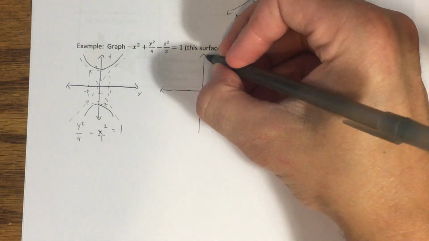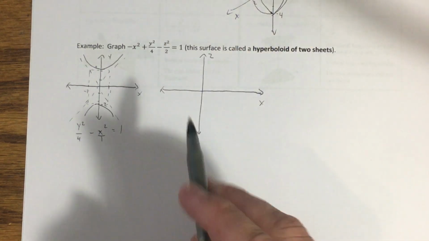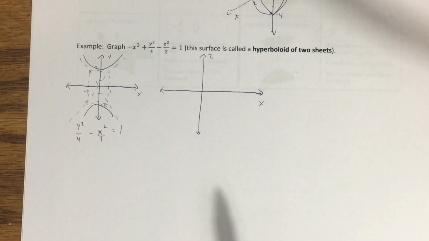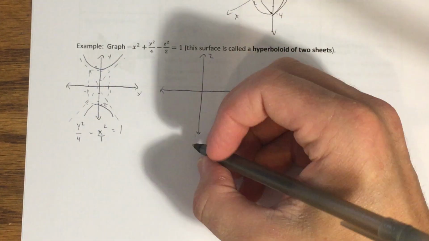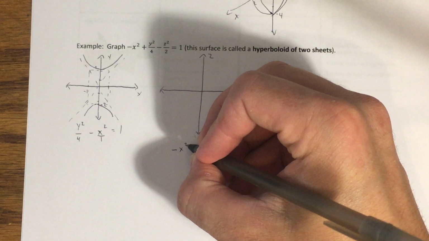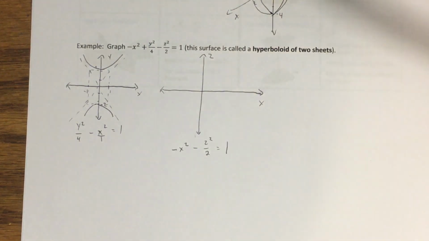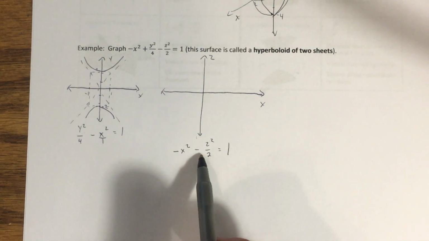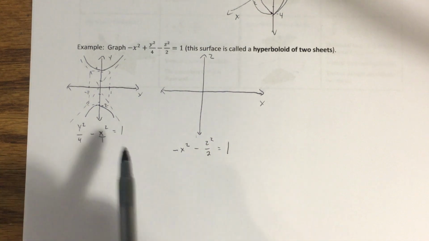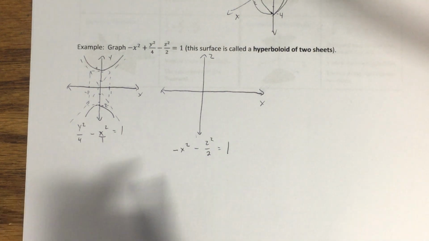All right, so next up, let's check the xz plane. So now I'm plugging in a 0 for y. And what's going to happen in the xz plane? Well, this is an interesting case because if I plug a 0 in for y, then I'm going to have negative x squared minus z squared over 2 equals 1. But this isn't the equation of a hyperbola. If it were, then I would need one of those two terms to be positive. I can't have minuses in front of both of them.